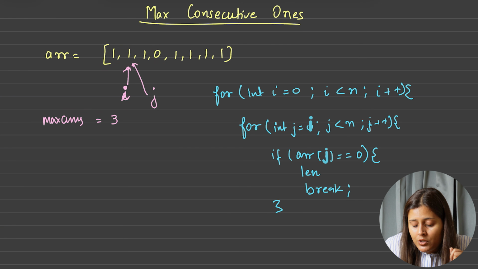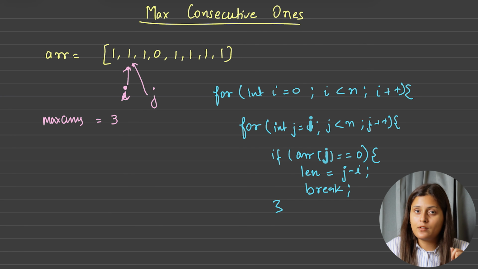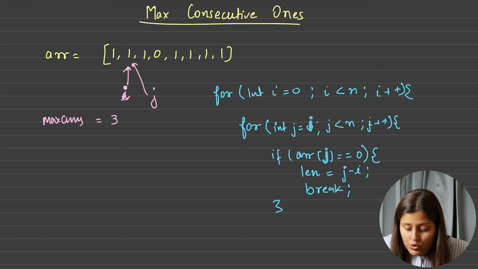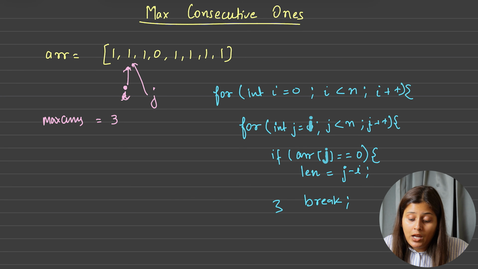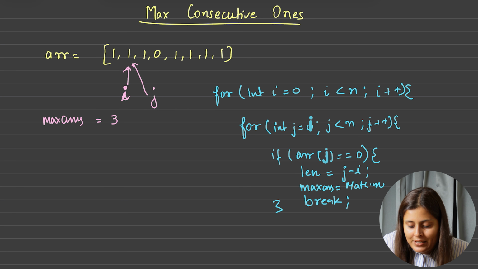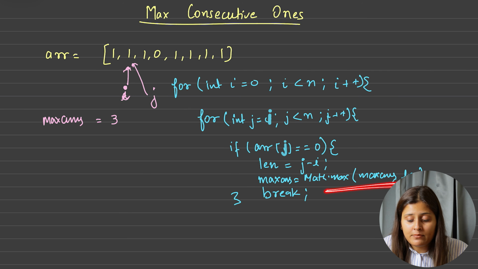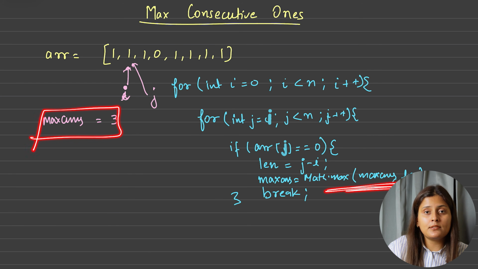Correct? So length will be nothing but j minus I. Correct? J minus I. And we have to update the maximum answer also. So basically, before this break, we will update the maximum. With max answer, I will say, update whatever is the maximum: is my previous answer maximum or is this length maximum? Whatever is maximum will be updated in the maximum answer.